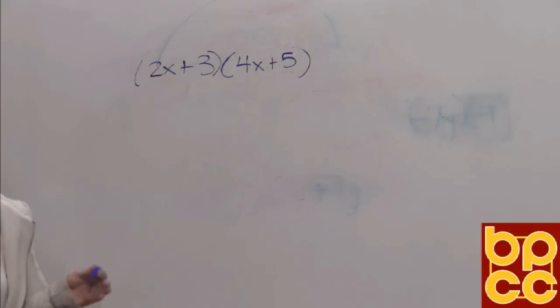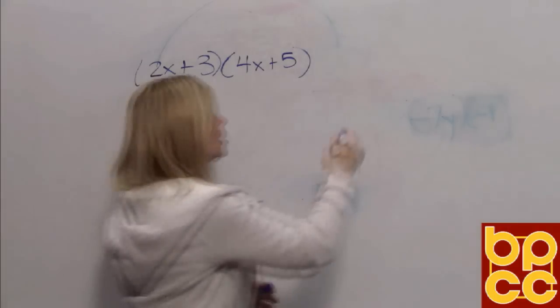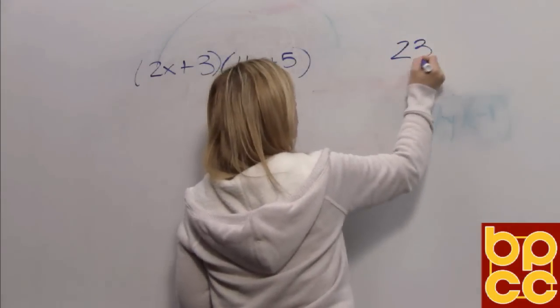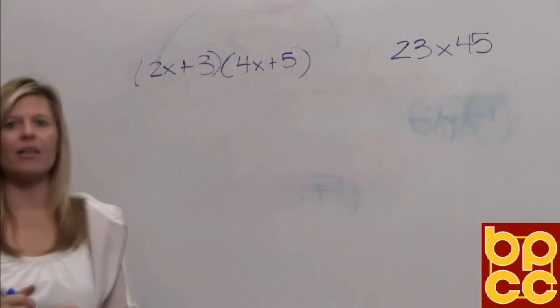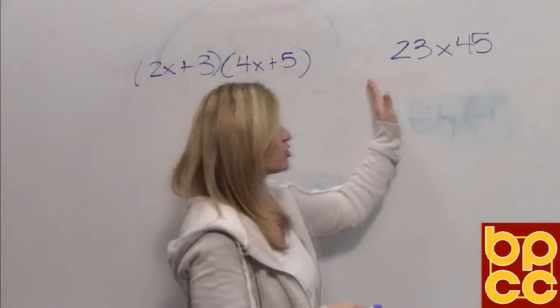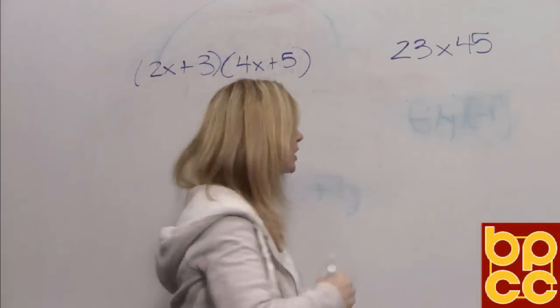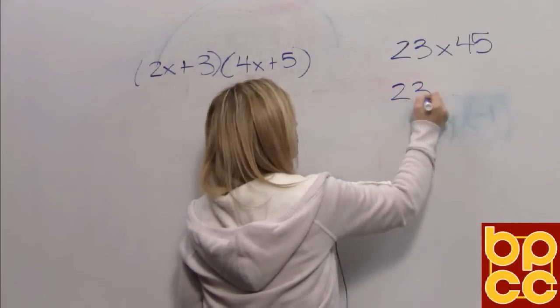Now, the easiest way to do this is to think of 3rd grade multiplication. Suppose I gave you two 2-digit numbers. Suppose I gave you 23 times 45, and I asked you to multiply that in 3rd grade. Well, 3rd graders don't multiply horizontally. They line up their numbers vertically.